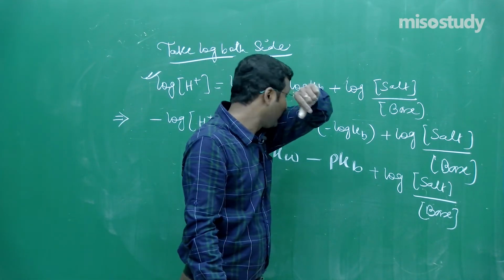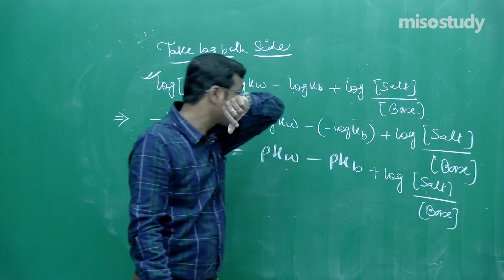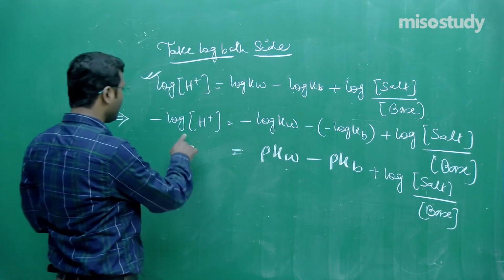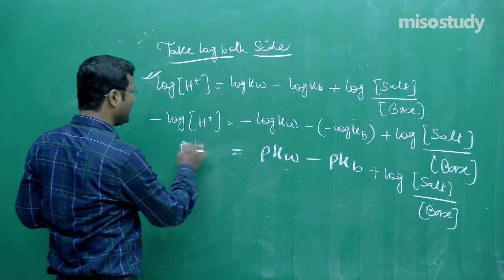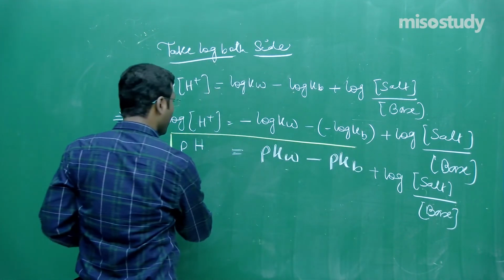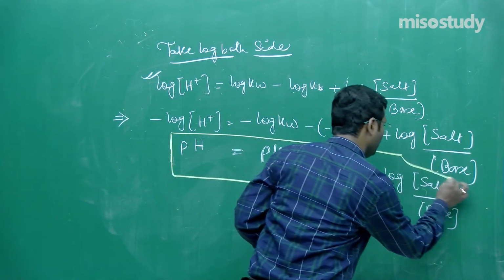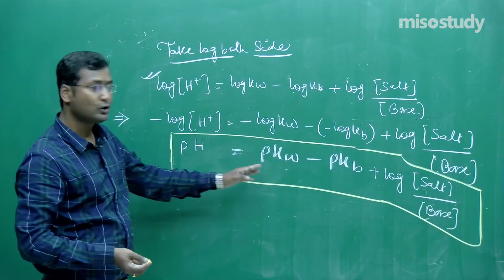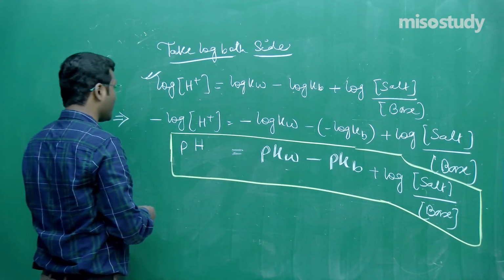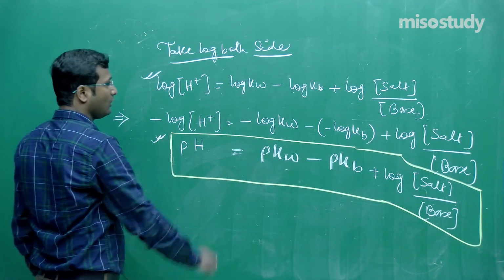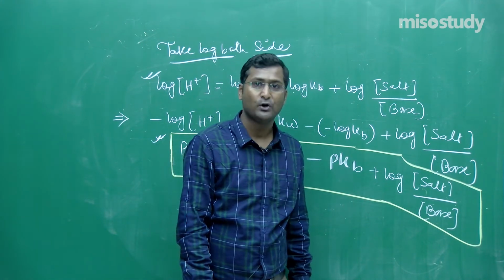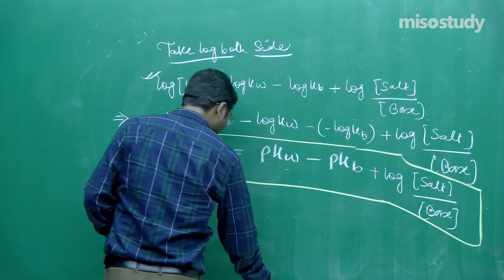So, friend, what to do next? Now, in place of minus log H plus, you can write pH. So the second expression is pH is equal to PKW minus PKB plus log salt upon base. This is another expression for pH. Okay, friend, I think it is totally visible to you. So, I hope you all are enjoying. Now, I am rubbing and moving to the next part.